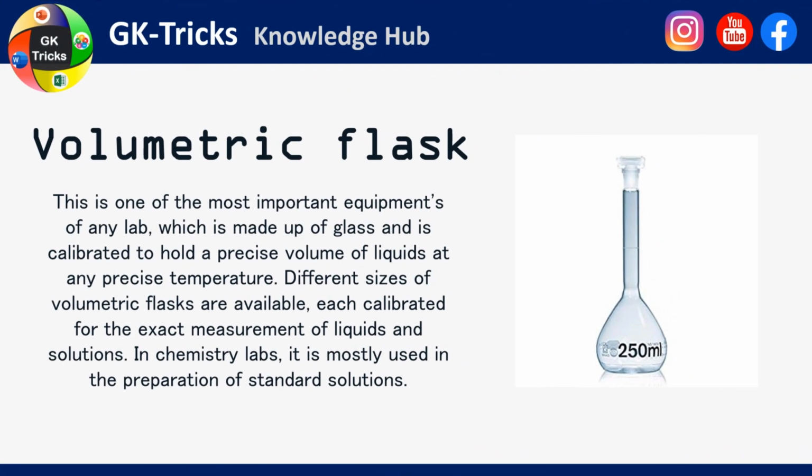Volumetric flask. This is one of the most important pieces of equipment of any lab, which is made up of glass and is calibrated to hold a precise volume of liquids at a precise temperature. Different sizes of volumetric flasks are available, each calibrated for the exact measurement of liquids and solutions. In chemistry labs, it is mostly used in the preparation of standard solutions.